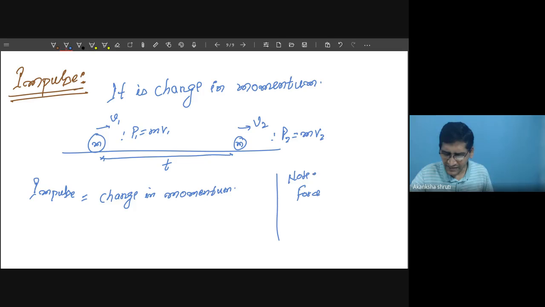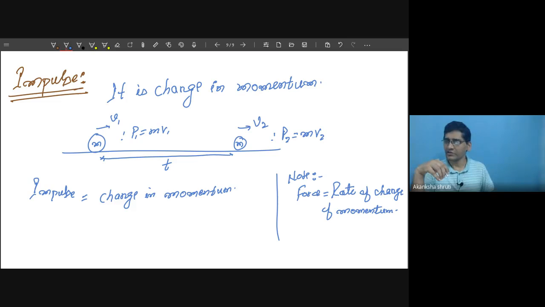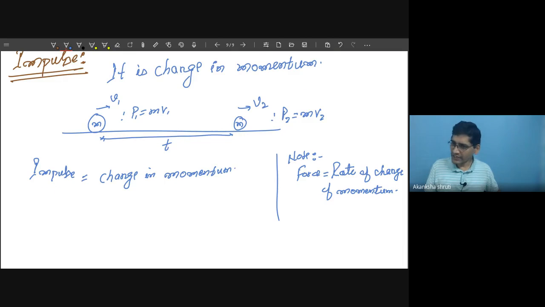Mathematically, the force is measured by rate of change of momentum. Okay, students? It is like this one. So, students, only change in momentum is our impulse. It is given by P2 minus P1.